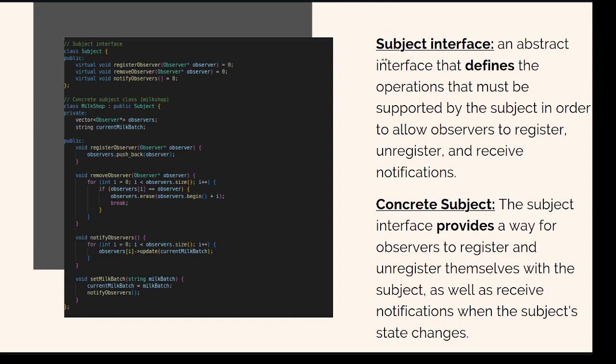The first few lines of the image I show you are the subject interface, and the rest is the concrete subject. The concrete subject provides a way for the observer to register. So it has the implementation for the interface. The interface is like the face of the subject, and the concrete subject is like the root of the implementation for the subject.